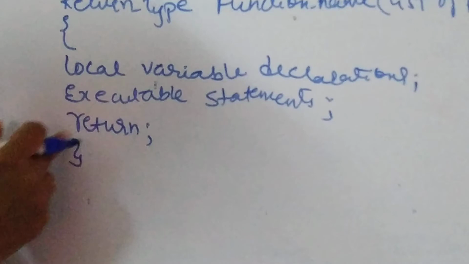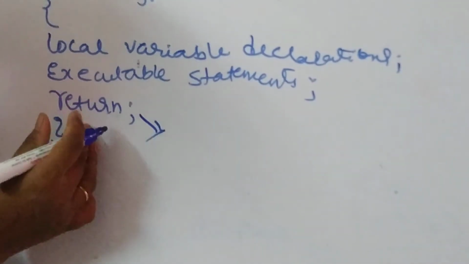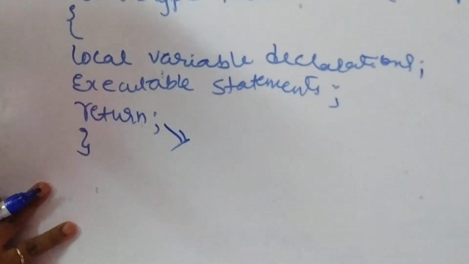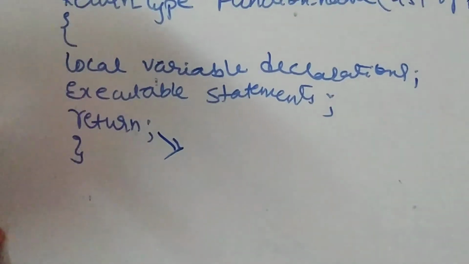It may be an empty return or any value. If it is an empty return, we can use void there. If you are returning a value, no need to use void. So this is the syntax for the function definition.